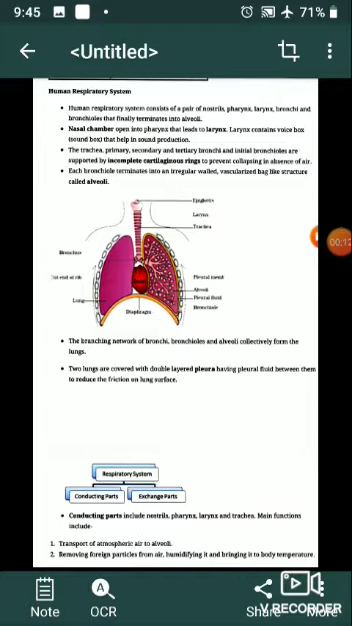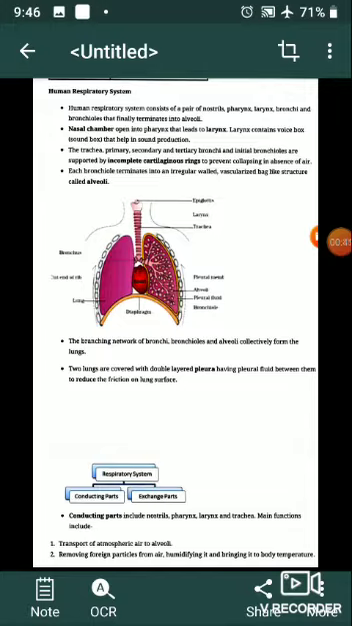Human respiratory system consists of a pair of nostrils, pharynx, larynx, bronchi, and bronchioles that finally terminate into alveoli. Nasal chambers open into the pharynx that leads to the larynx. Larynx contains the voice box, the sound box that helps in sound production.